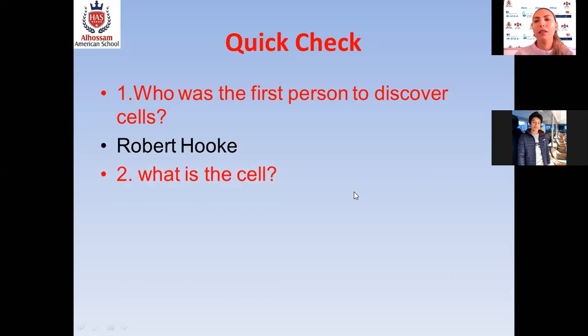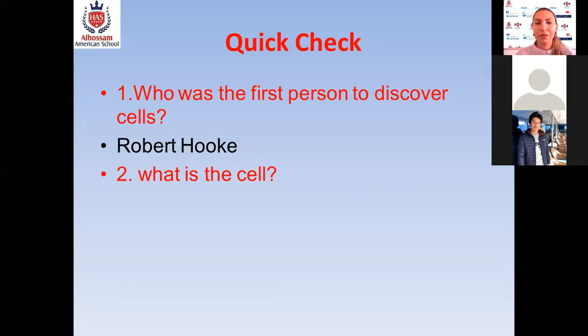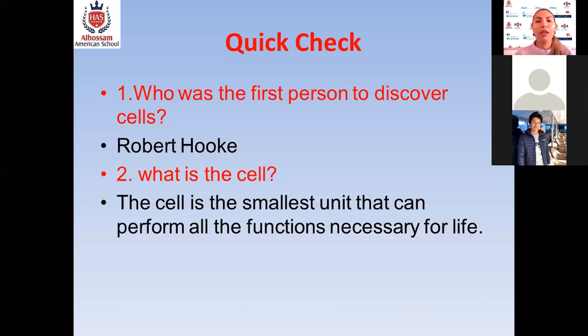Number 2, what is the cell? What do you mean by cell? Smallest unit that can perform all the functions. Yes, thank you, Jury. Well done. So, the cell is the smallest unit that can perform all functions necessary for life.